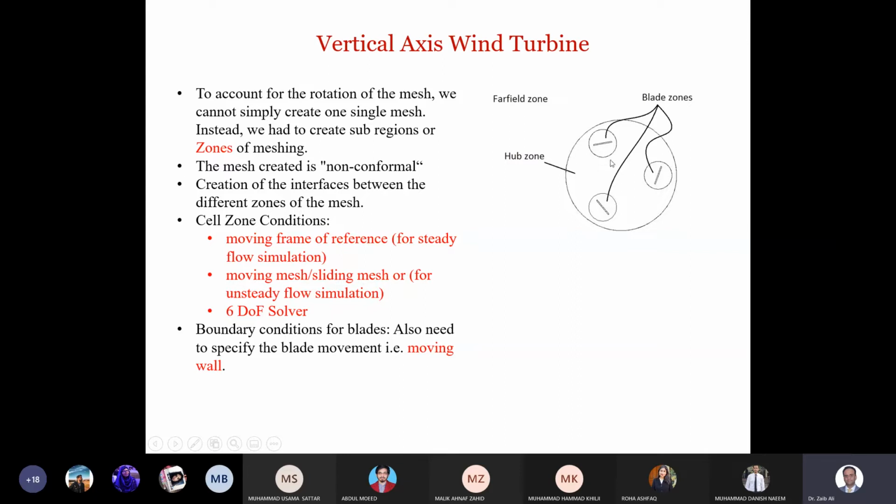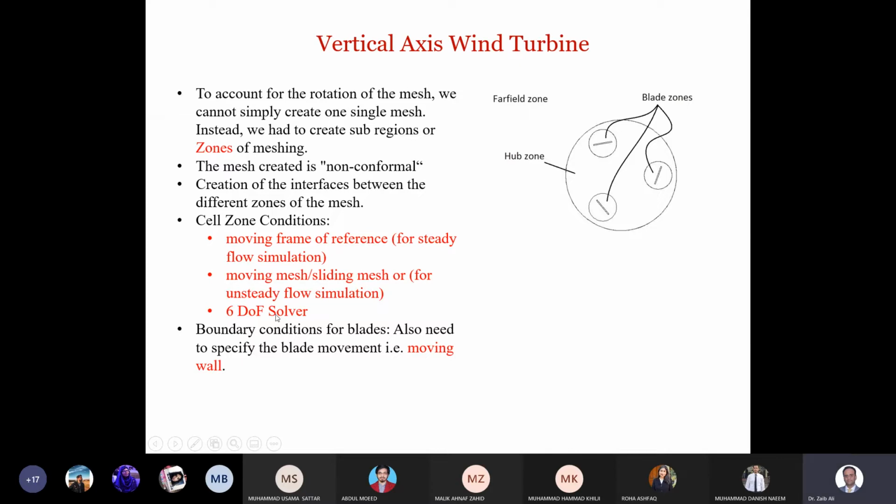And that is more realistic because it will also cater for the effective flow field, or effective vortices shed by each blade on the upcoming blade. Okay, so if this blade is moving, this will shed vortices, and this will affect the upcoming blade here.